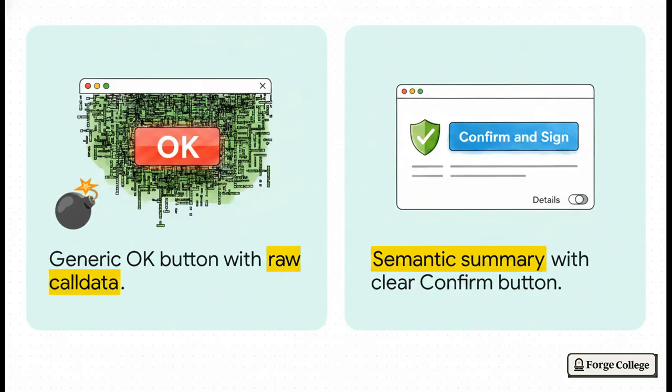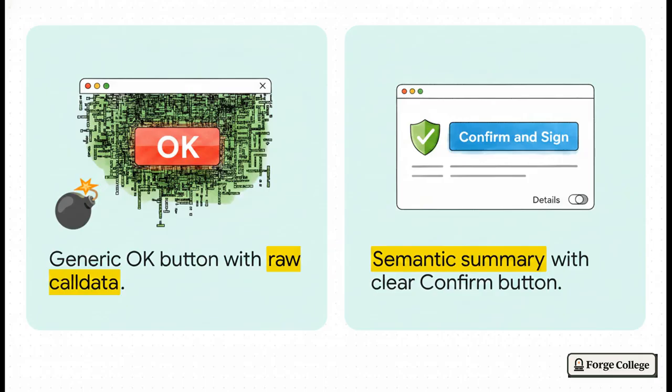This is where users make irreversible mistakes. Just contrast these 2 approaches. On the left side, we have that terrifying, poorly designed interface we were joking about earlier. A generic OK button just floating next to raw call data. I mean, it tells the user absolutely nothing.